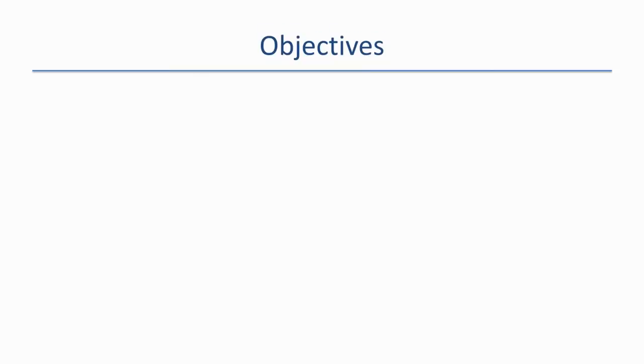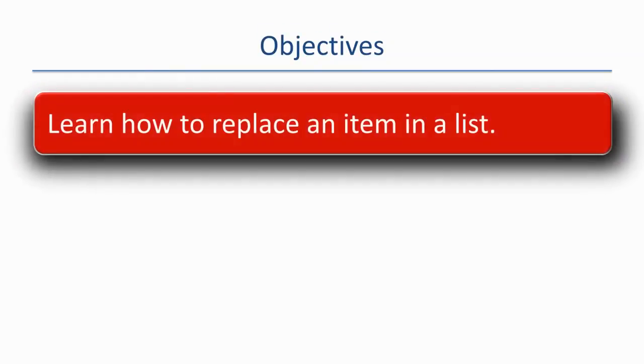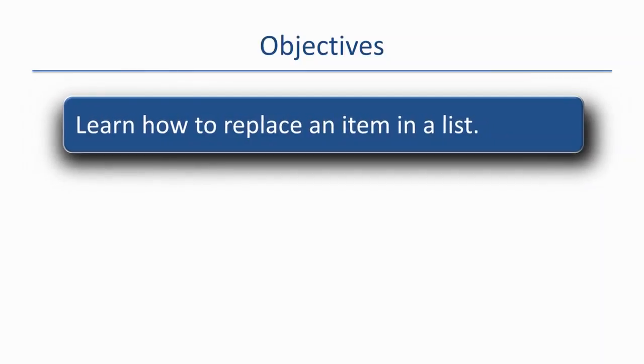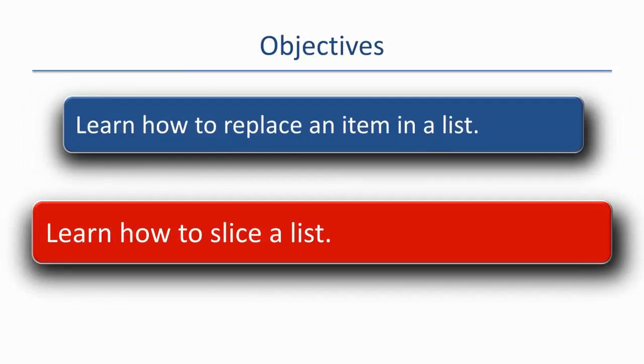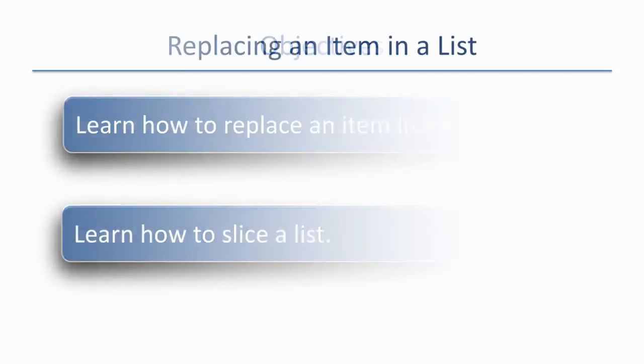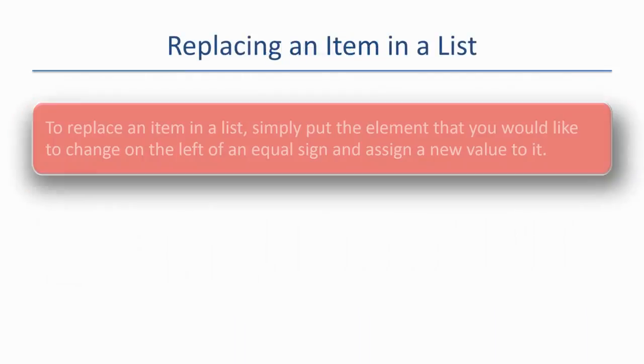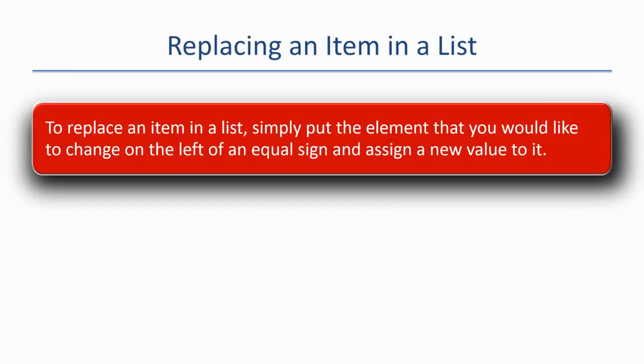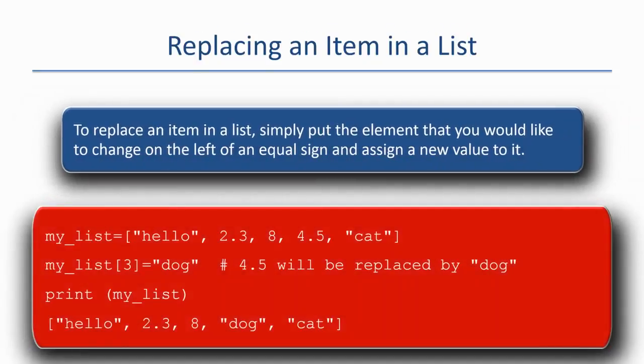To manipulate a list. The objectives of this lesson are to learn how to replace an item in a list, and also learn how to slice a list. To replace an item in a list, simply put the element that you would like to change on the left-hand side of an equal sign and assign a new value to it.